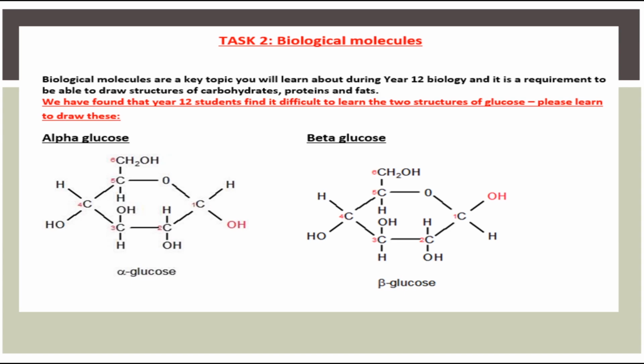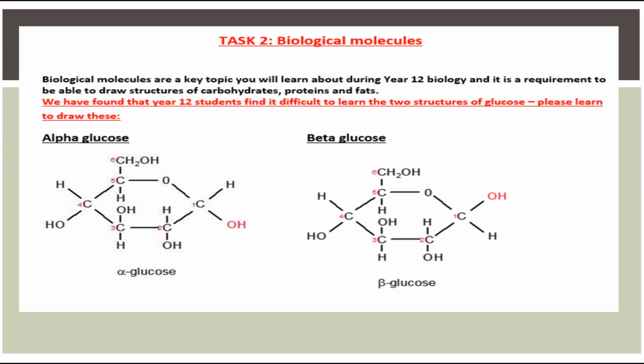They're both isomers and they have different structures, such as the hydroxyl group. The main difference is the hydroxyl group on carbon 1 is below for alpha glucose and above for beta glucose. Now, for your exam in September, you will need to be able to learn and draw the structure of alpha and beta glucose.